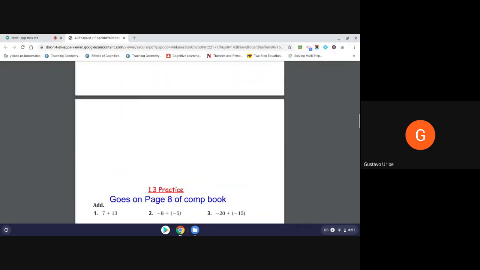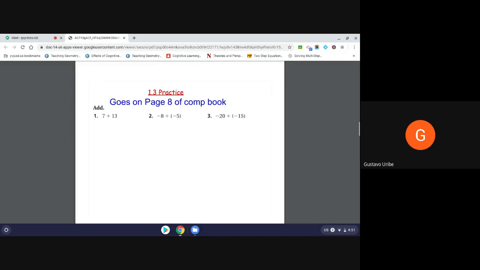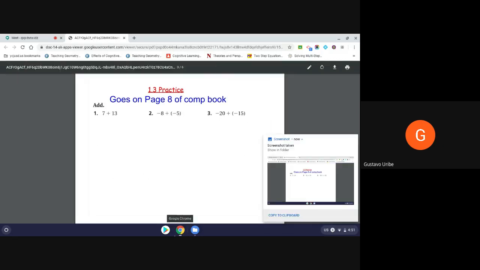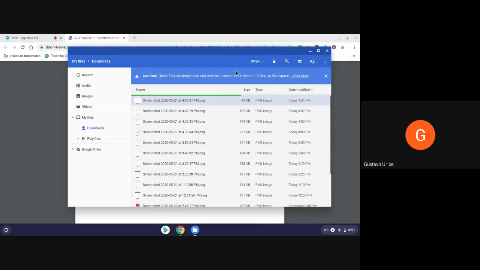Okay, that was enough for our first example. Now, here are some practice problems that we can try. So let's go ahead and open this up.